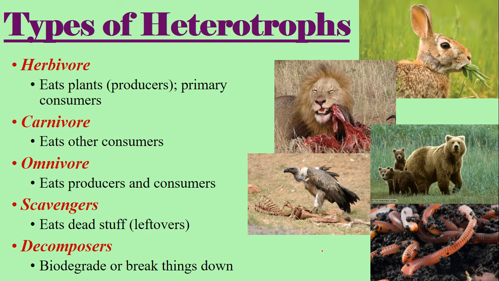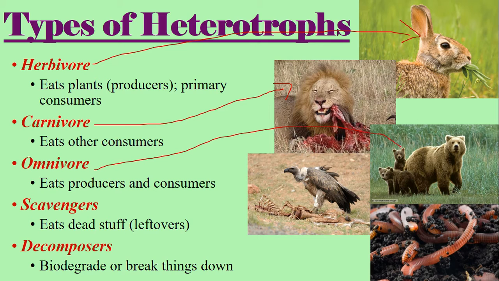Just classifying your heterotrophs, you have your herbivores, which would be the rabbit here. They eat plants or producers. We also call them the primary consumer. Carnivores, that would be this lion here, eat other consumers. So they're going to eat the herbivores or any of the other heterotrophs. They eat anything that will give them meat or substance.